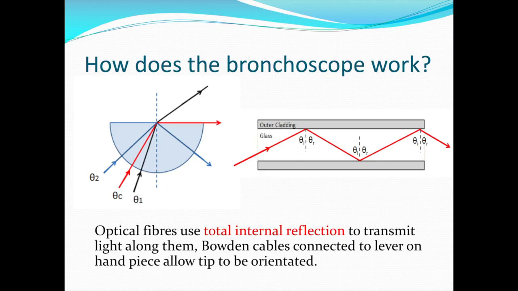There are 5,000 to 40,000 fibers which are aligned in a coherent fashion so that they transmit the image in the same relative location on both ends of the bundle to represent the true nature of the object being viewed. Alongside the coherent bundles, there are also non-coherent bundles which are used for illumination.